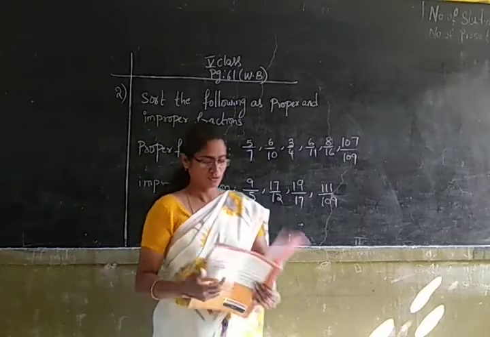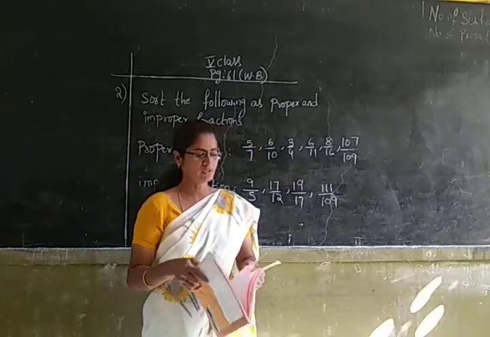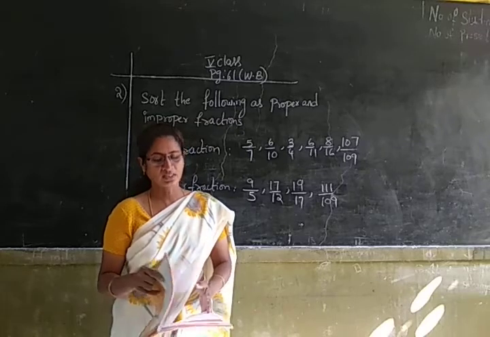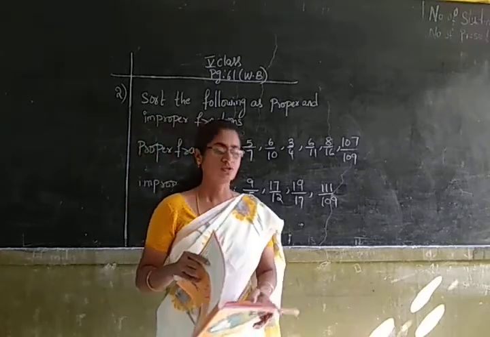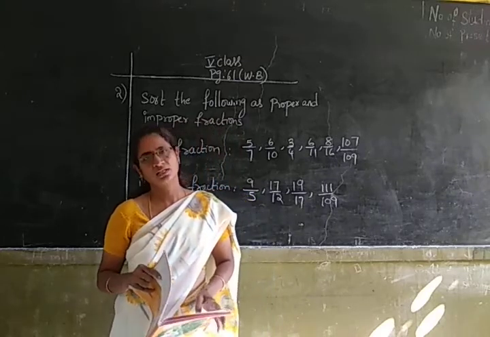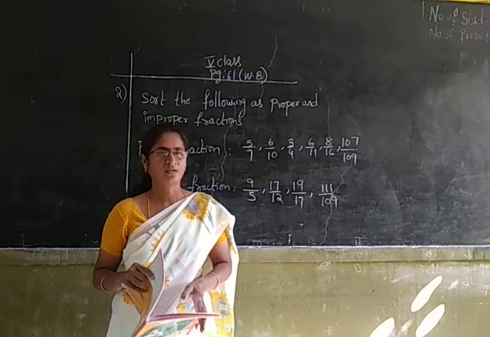Okay children, did you understand? So all of you do the third sum in the workbook for homework. You have to write down true or false. You read the questions, they are very easy. You write down the true or false for the third question.